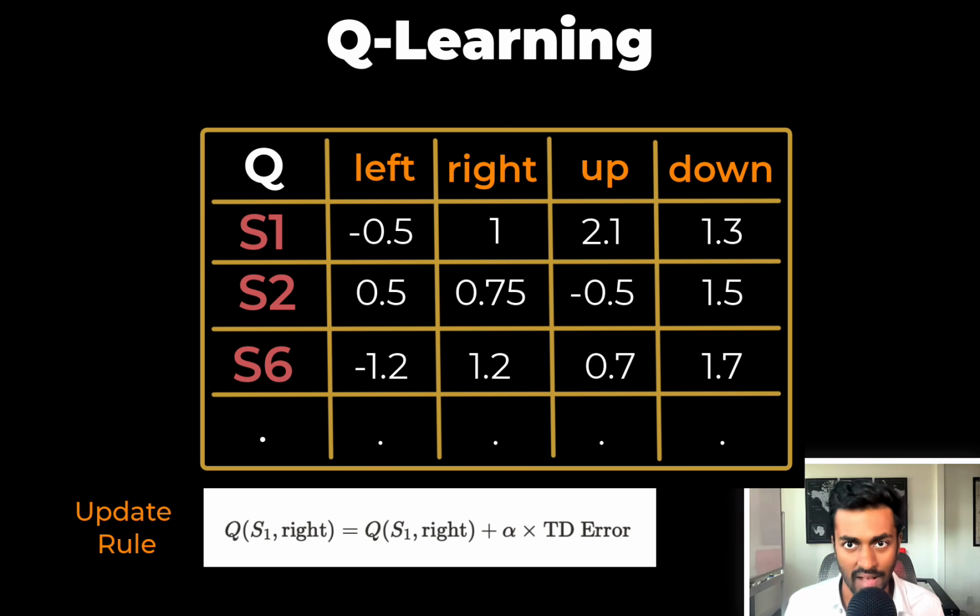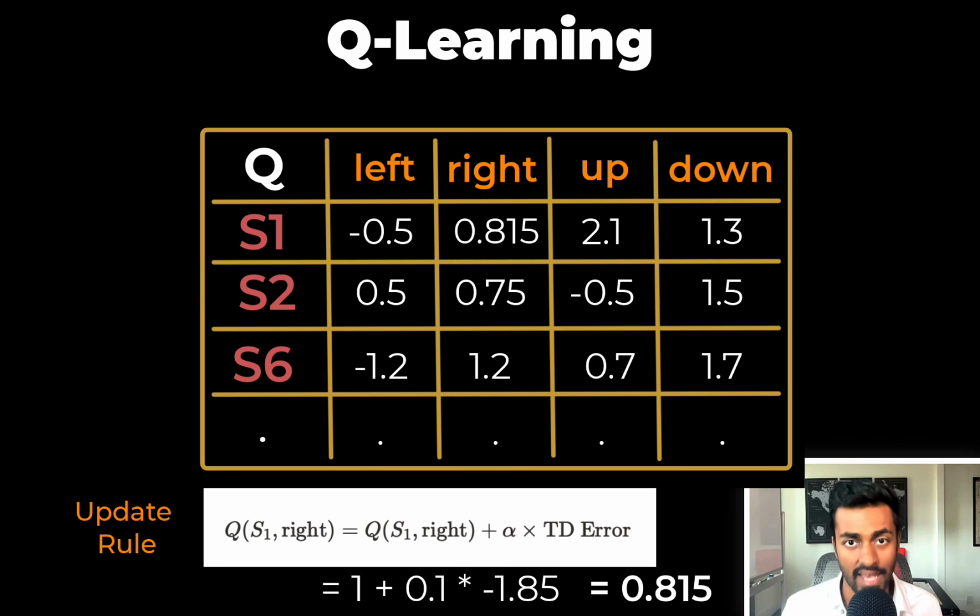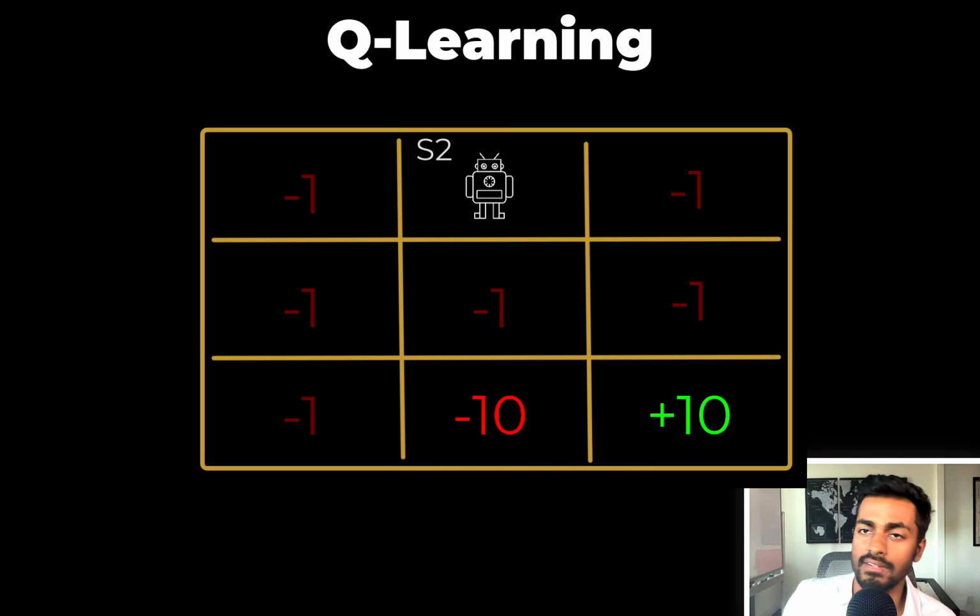And plugging in these values, we get 1, which is the expected value, plus 0.1 times the error, which is -1.85. And then doing the math, you will get 0.815 as the final result. And so we update this single Q value in the table from 1 to 0.85. And this is the end of our first time step. Let's now walk through another time step just to make sure that we understand what's going on.